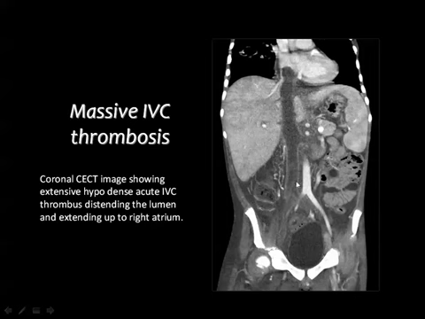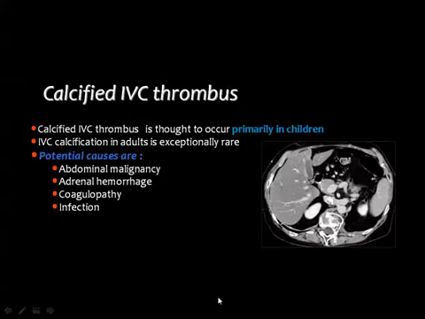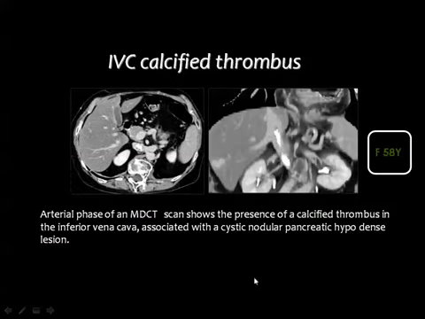And this is an example of extensive thrombosis of the IVC. You are able to notice the enhancement of the IVC wall, and there is significant expansion of the vessel, and no enhancement of the thrombus inside the vein. Then the thrombus in the IVC may be calcified, and this is, according to the literature, seen primarily in children. These are the causes: abdominal malignancy, adrenal hemorrhage, coagulopathy, and concurrent infection. And this is a coronal reformatted image of calcified thrombus within the IVC.